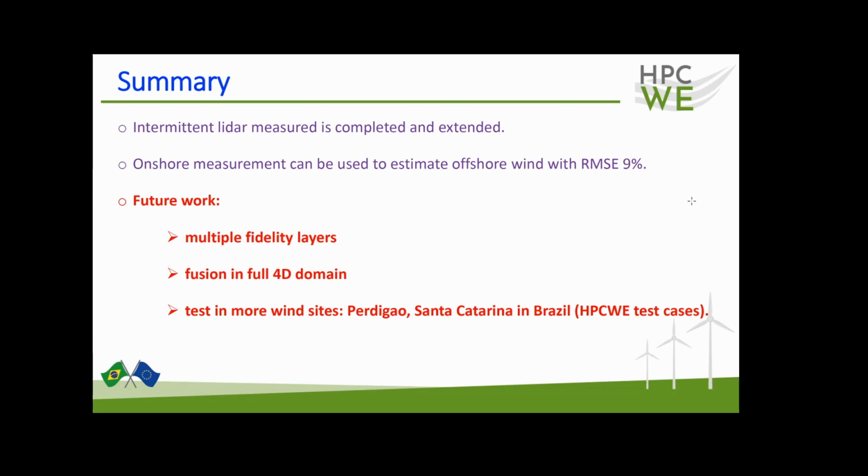So the summary of our work is that the intermittent LiDAR measurements are completed and extended. We only had 133 LiDAR measurements in 3 months. Now we have 10,000 measured data points throughout the entire experiment. The onshore measurement can be used to estimate offshore wind with an RMSE around 9%.